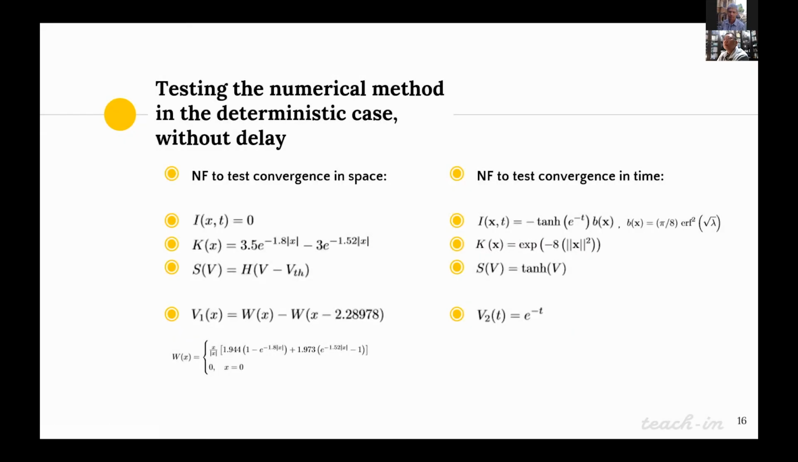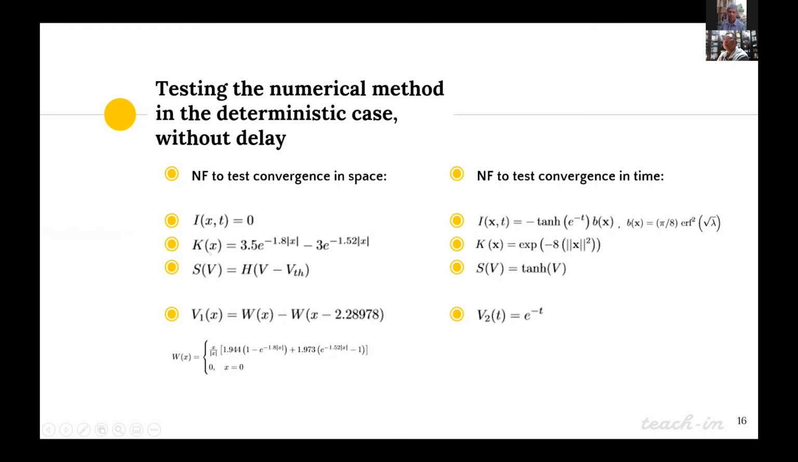So these first two numerical examples are, I can say, academic examples. So these are examples where we know the exact solution. It's not typical. Usually we don't know the exact solution, but we have these two artificial examples just to test the performance of the method. In the first example, we have the external signal I equals 0. Then we have a connectivity function of this type.